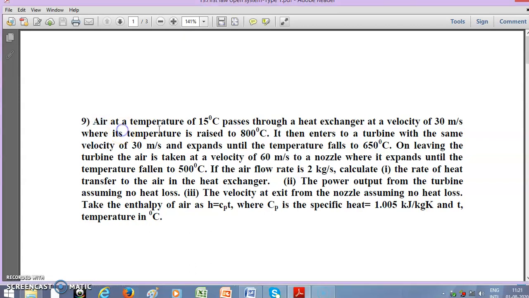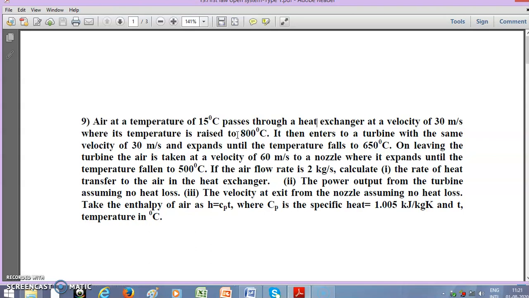So air at a temperature of 15 degrees Celsius passes through a heat exchanger. You know that a heat exchanger is an open system, so the steady flow energy equation can be applied. So T1 is 15 degrees Celsius, and the velocity at entry, C1, is 30 meter per second, where its temperature is raised to 800 degrees Celsius. We know the objective of a heat exchanger is to raise the temperature of the fluid, and the temperature is now raised to 800 degrees Celsius.